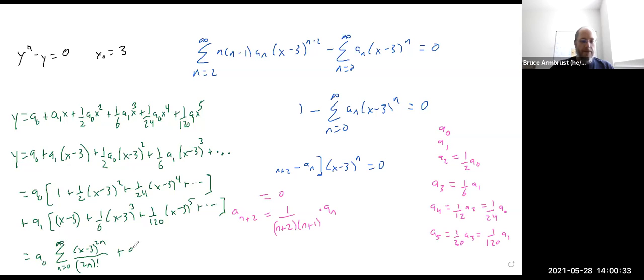And then the next one's going to be a sub 1 times, this time, (x minus 3) to the 2n plus 1, and again over (2n plus 1) factorial. And again, start this count at 0. And I think we're good.